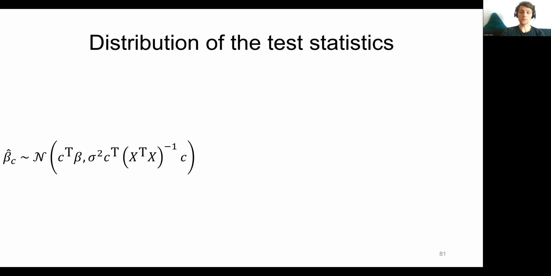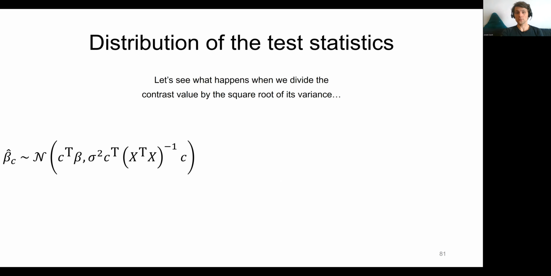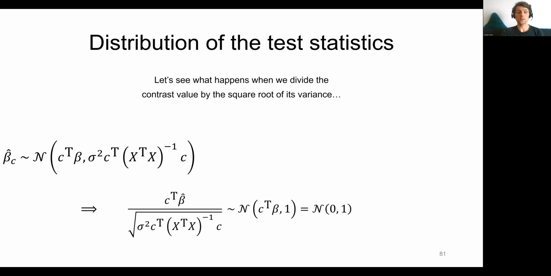Once again, we are moving this to the right and now ask for the distribution of the test statistics, which are again a function of those estimated contrast values. So let's see what happens when we divide the estimated contrast value by the square root of its variance. The variance is the second parameter in that normal expression. So we just take the square root of it and divide the contrast value by this.